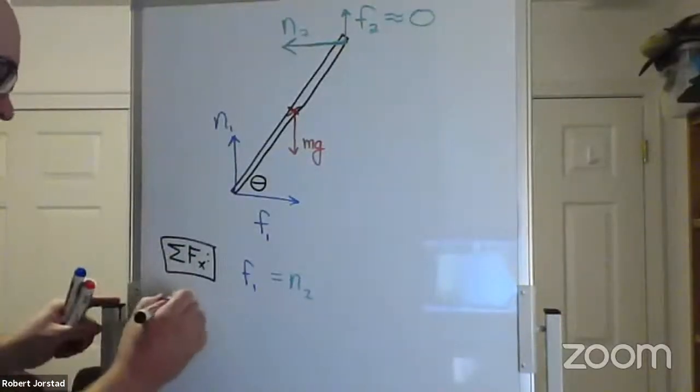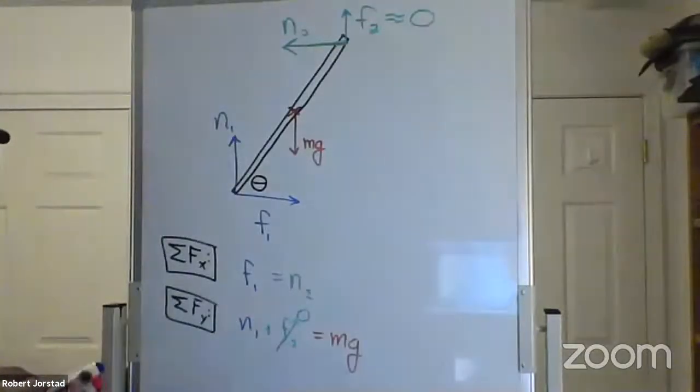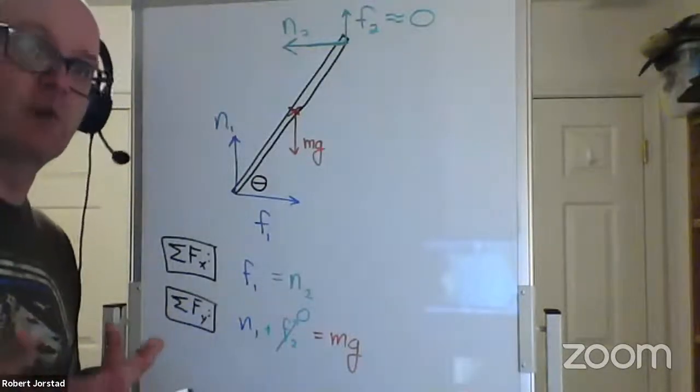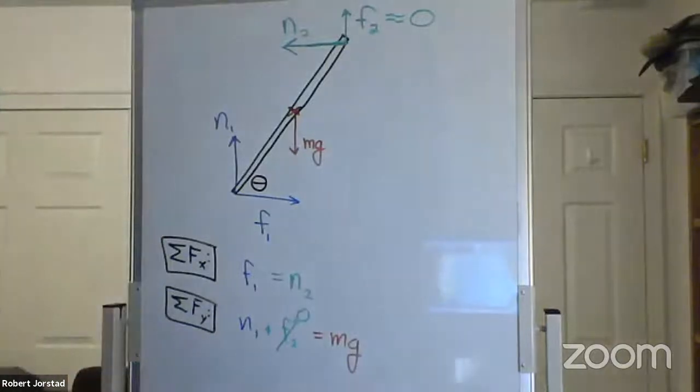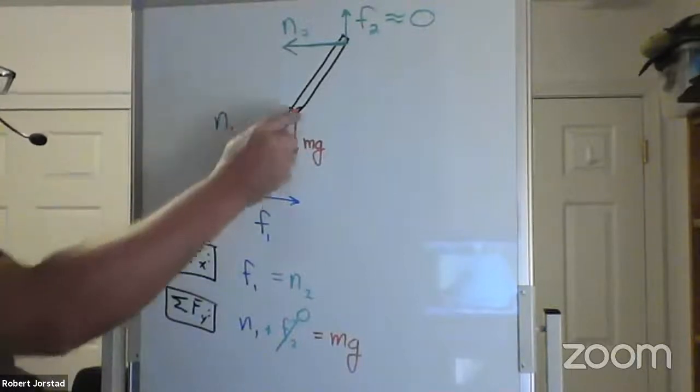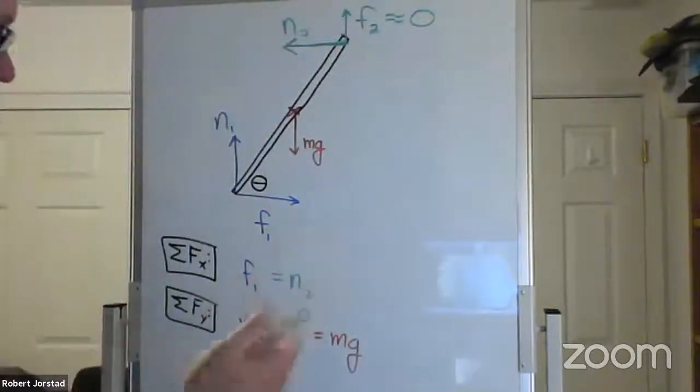How about forces in the Y? N1 plus F2, but that's 0. I guess we can write it though, and then minus mg. Right? Something like that. And then what's the torque equation? Well, before we do torques, you have to pick a pivot. What's the best choice of pivot for this problem? Down at the bottom, why? Because we eliminate 2 forces and then we only have to do 2 torques instead of 3. Let's do it.